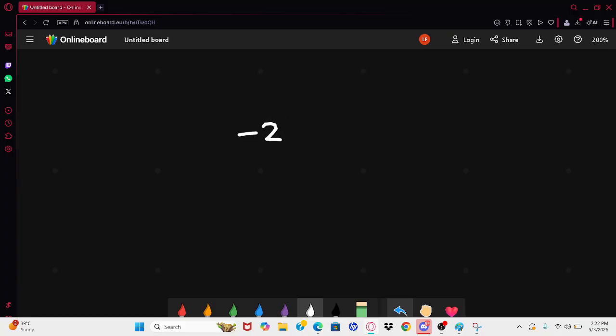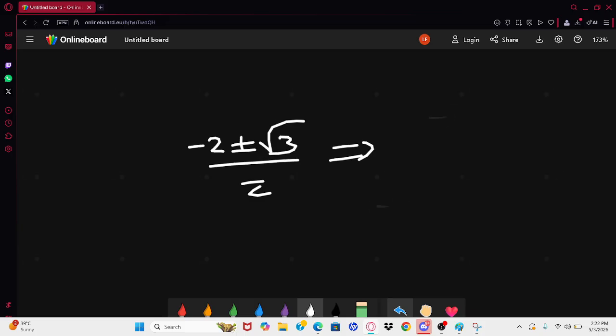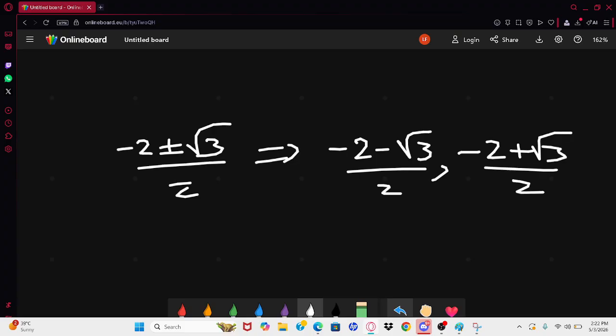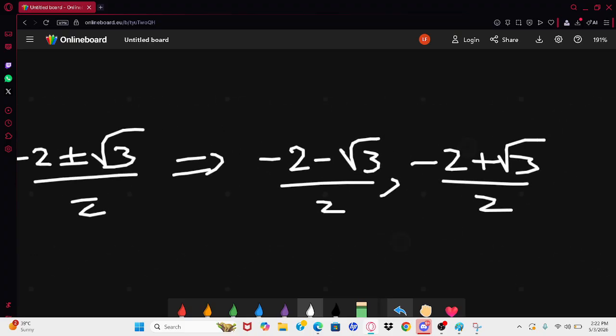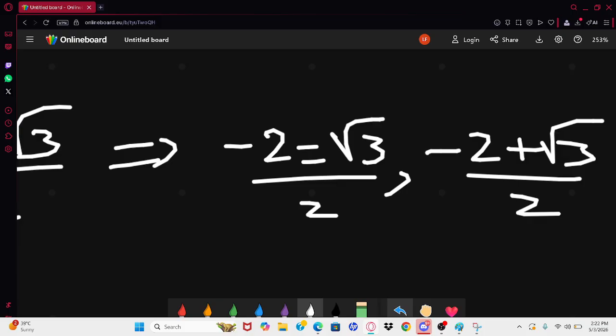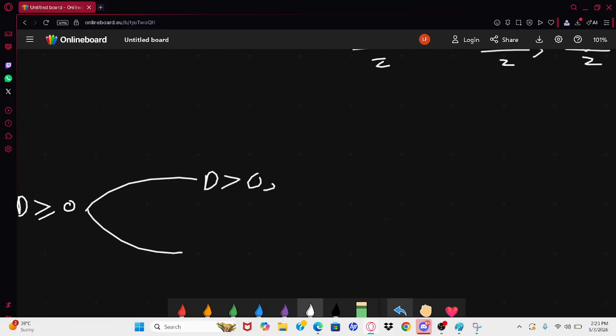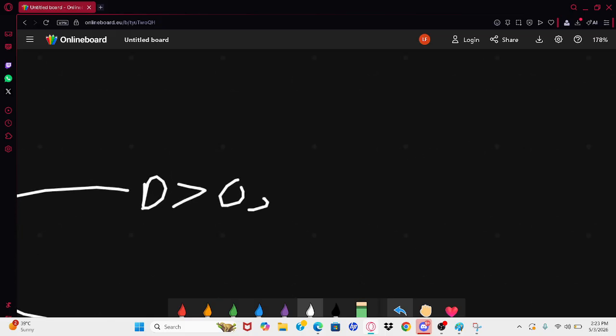Let's just take an example. Minus 2 plus or minus the square root of 3 over 2. Let's say this is our root. So one of them would be minus 2 minus the square root of 3 over 2, and the other one would be minus 2 plus the square root of 3 over 2. And as you can see, they are conjugates of each other. One is plus and one is minus. So that's what happens when the discriminant is greater than 0, and also when it is less than 0.